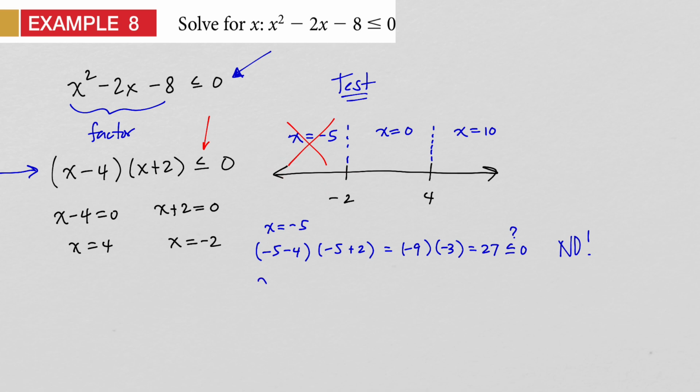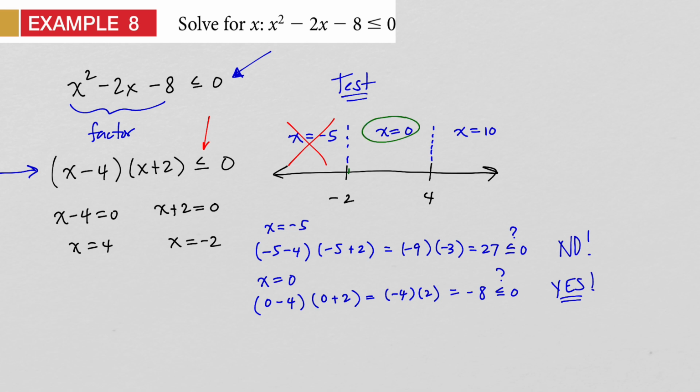Then we do the same with the next test number, which is x equals 0. If I plug in 0, we get 0 minus 4 times 0 plus 2, which is negative 4 times positive 2, which is negative 8. And we ask, is this less than or equal to 0? And the answer here is yes. Negative 8 is less than or equal to 0, which means this number works, which means all the numbers in between these two numbers will work.